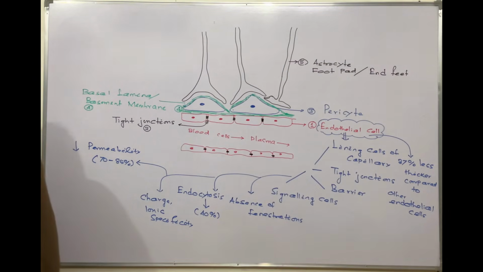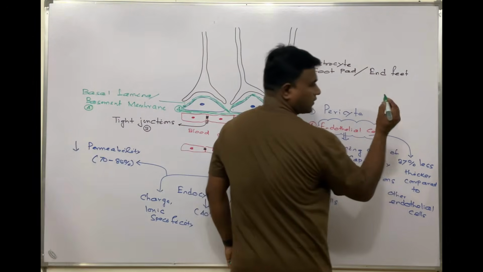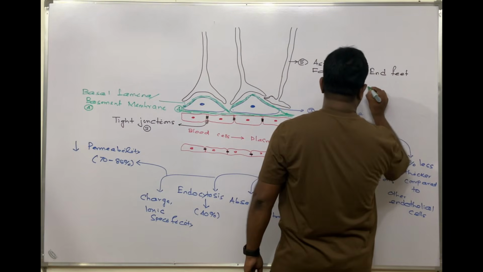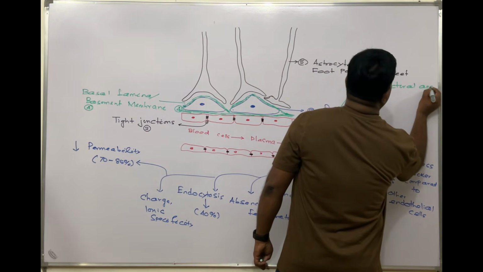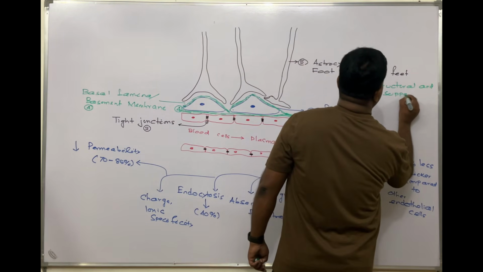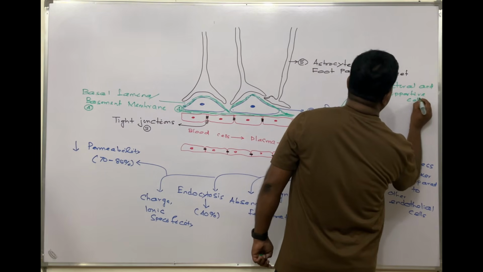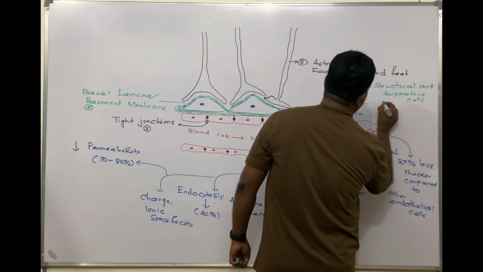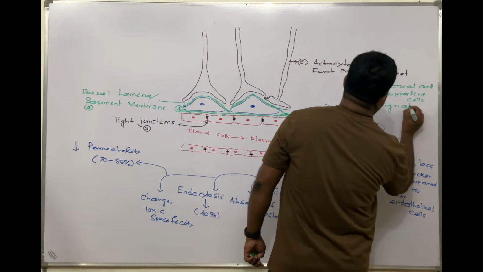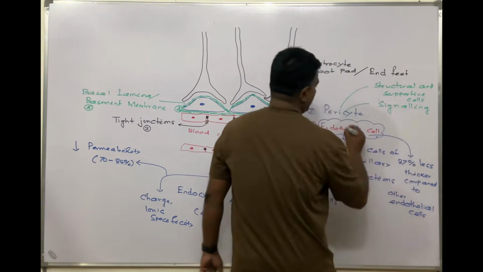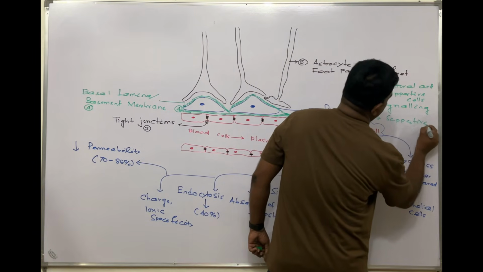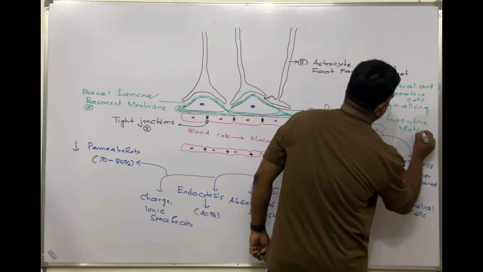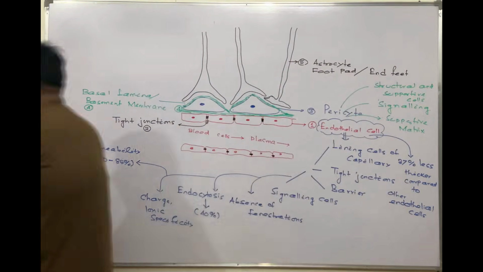Next, I am coming to another master cell, that is the pericytes. You can see my green one, the pericytes. These are structural and supportive cells. This is important: supportive cells. They are the cells which also regulate signaling. They form a supportive matrix. These points are making them very important.